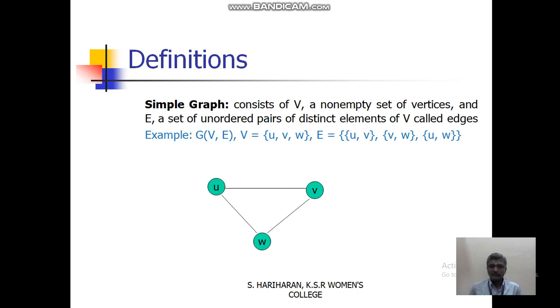A simple graph consists of V, a non-empty set of vertices, and E, a set of unordered pairs of distinct elements of V called edges, and it is called a simple graph. It means there is no loop. That type of graph is called a simple graph.